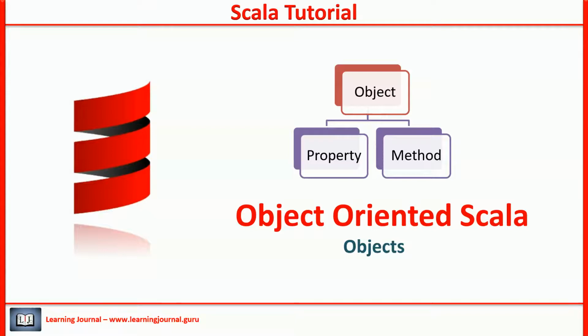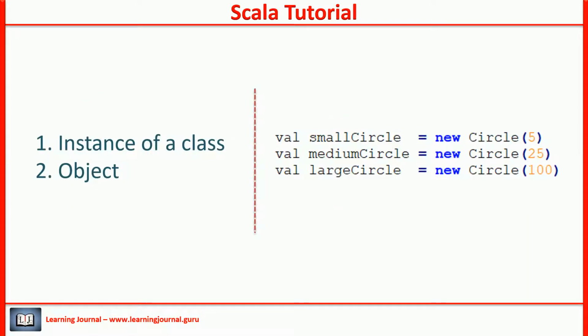Welcome back. We already learned about Scala classes. I hope you understand that the class is a blueprint that we use to instantiate one or multiple objects. However, there is a terminology conflict in Scala and other object-oriented languages. We often see two terms, instance of a class and object.